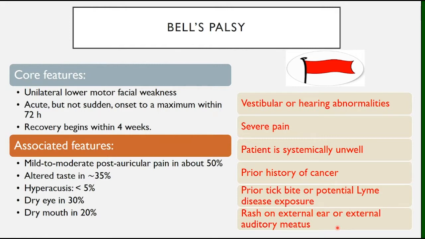But then there are always red flags, which if you see them, then you think this is not Bell's palsy. If there are any hearing abnormalities, then it's something else, because then it's around the internal auditory meatus where the eighth nerve also exits the brainstem. If there's severe pain, then you think of Ramsay-Hunt syndrome. The management is similar, but in this case you will give antivirals because of the zoster. And if the patient is systemically unwell, then you know there's something else going on. If there's a prior history of cancer, then you need to consider metastasis to the base of the brain or carcinomatosis.